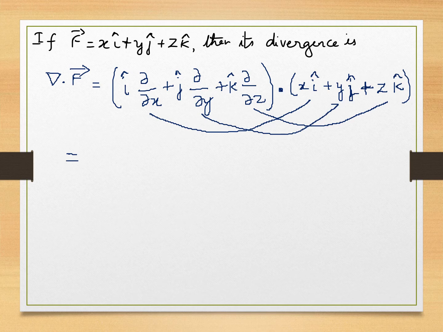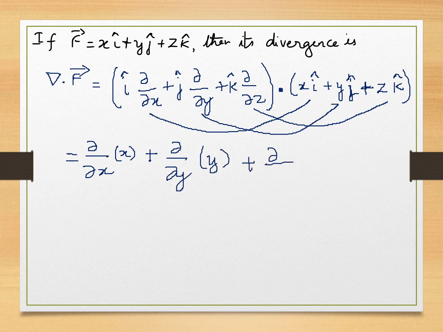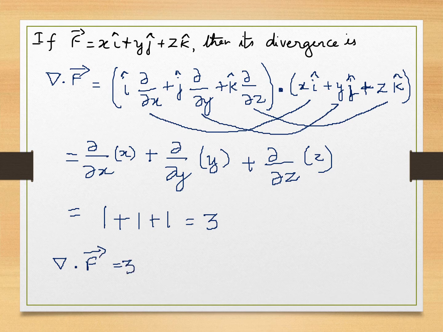So here i cap into i cap, that is dou by dou x into x. Second term, the coefficient of j cap of del with j cap of f, so that is dou by dou y, y. Similarly, the third term we get dou by dou z into z. Differentiation of the first term gives 1, the second term again 1, the third term again 1. So the sum is 3. So the answer for this question is del dot f vector is equal to 3. This is a simple divergence formula.